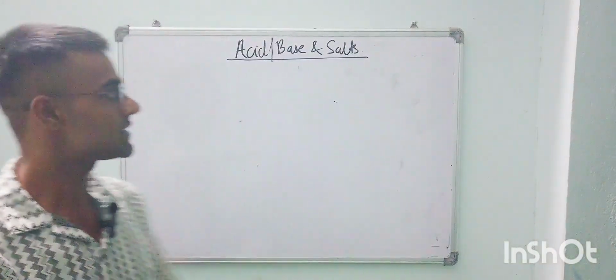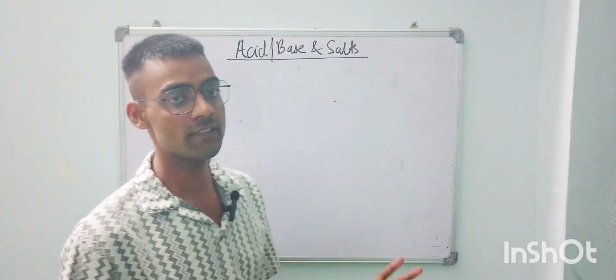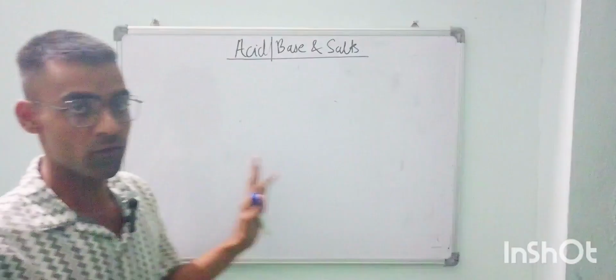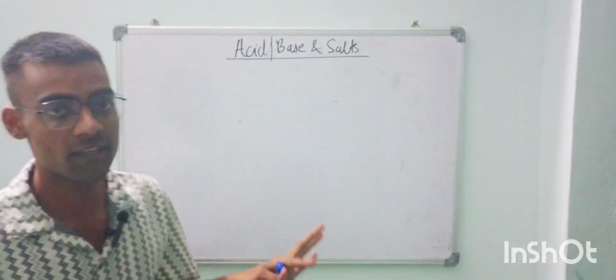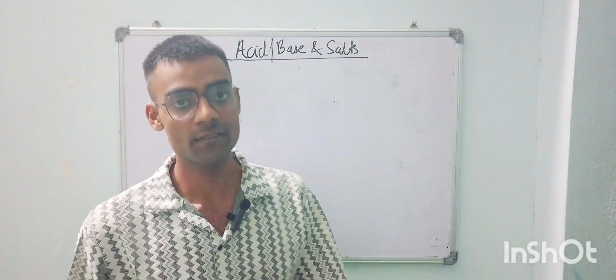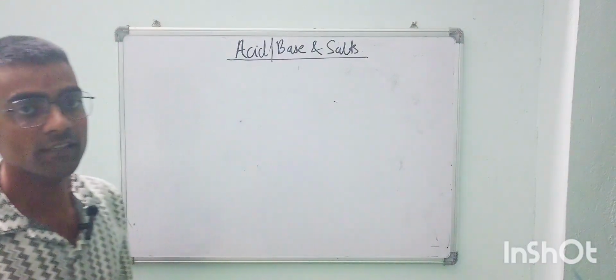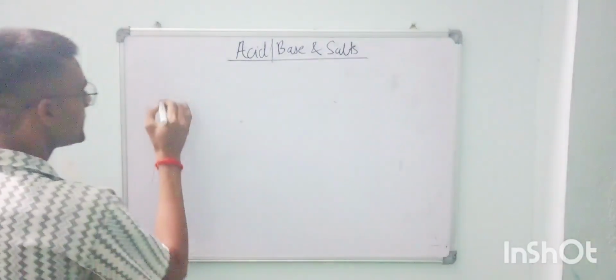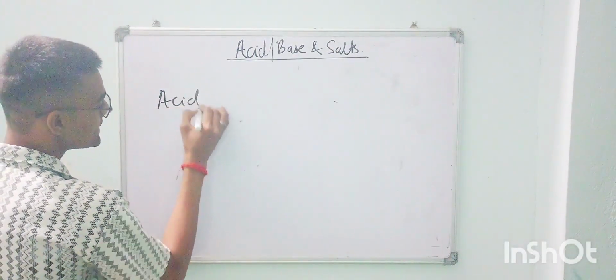Today we are going to discuss acid, base and salt. This is chapter number 2 of class 10th. Now we will discuss the topics given in acid, base and salt. Firstly, we will discuss what acid and base are, and their basic definitions.